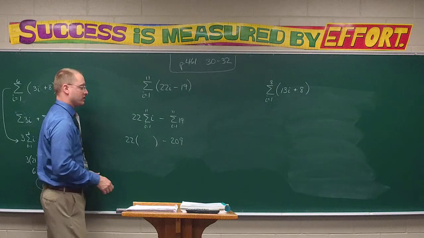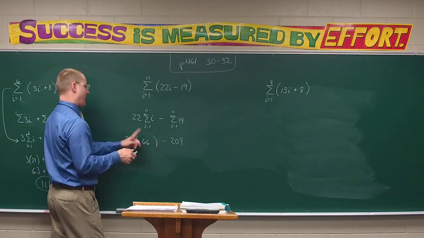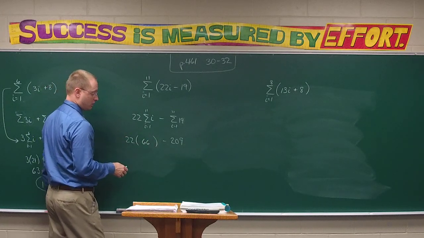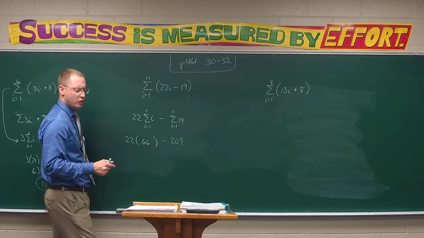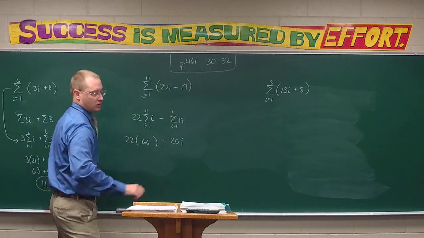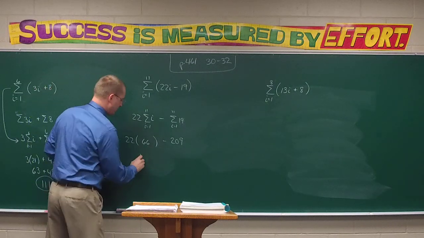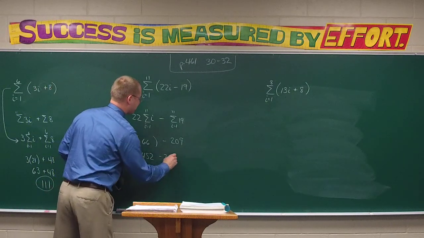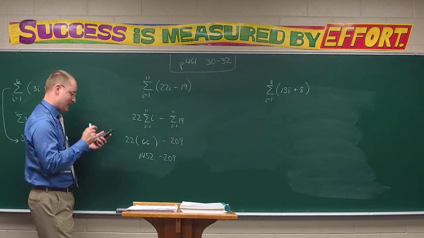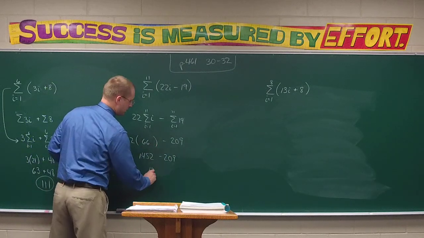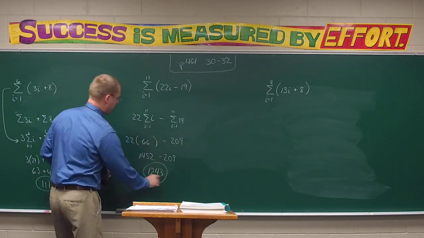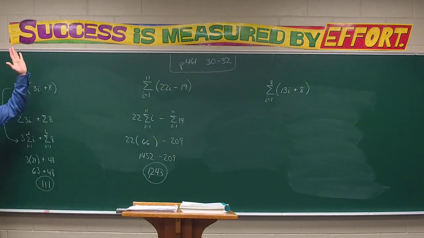11 times 12 divided by 2 gives 66. We'll multiply that by 22. 1,452. 1,452 minus 209. And we subtract, we do get 1,243 for our answer. How many had that for the second one?